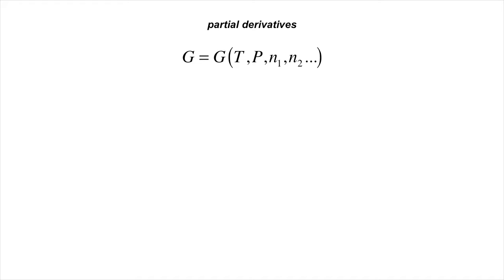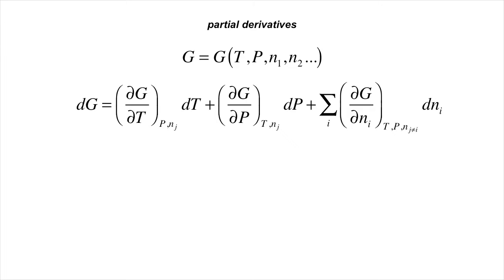Applying this idea to Gibbs free energy, we can say that in general, G of a system will be a function of temperature, pressure, and the moles of each species present in the system. Thus, dG can be expressed as a sum of the partial derivatives with respect to T, P, and the number of moles of each species. As you'll learn more about in Chem E 326, the first two of these partial derivatives are minus S and V, respectively.